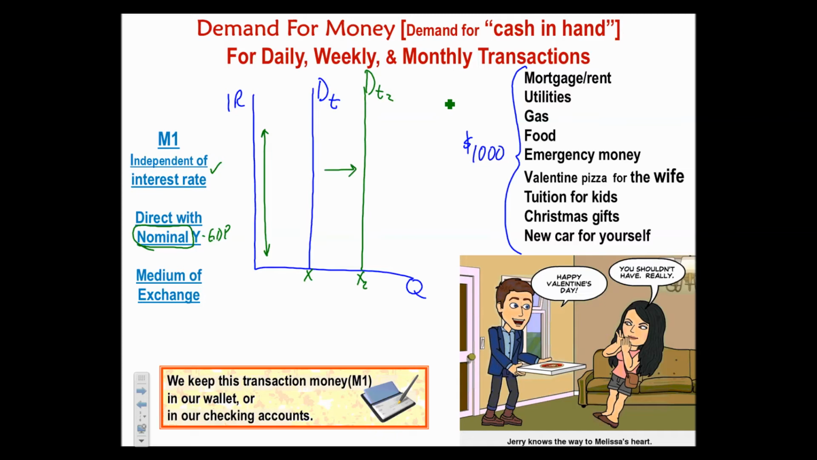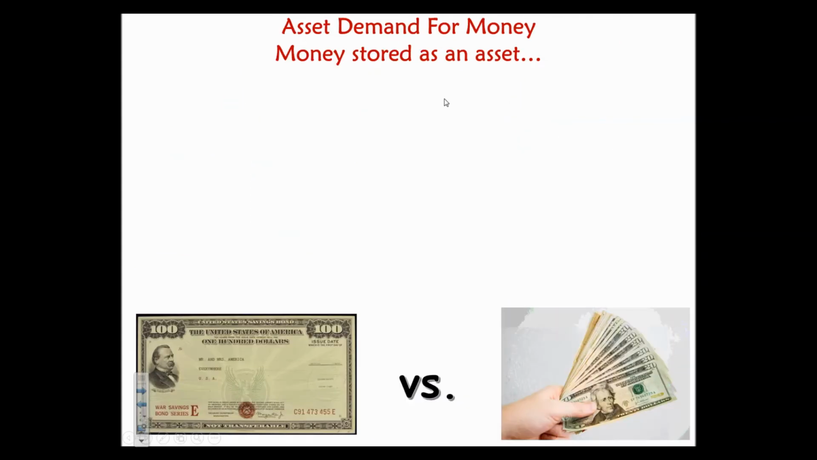And then the third thing to note about the transaction demand is just the way we use money as a medium of exchange. So this is the money we need that we spend. Okay, so far so good? All right. Then let's contrast that with what's known as the asset demand.